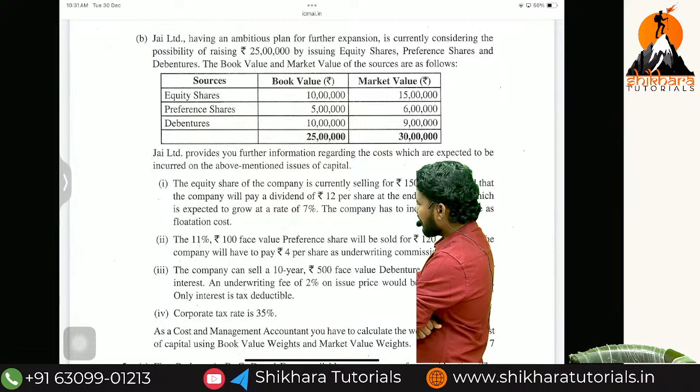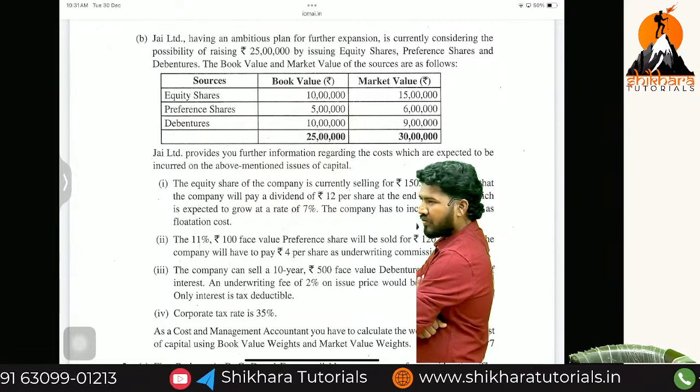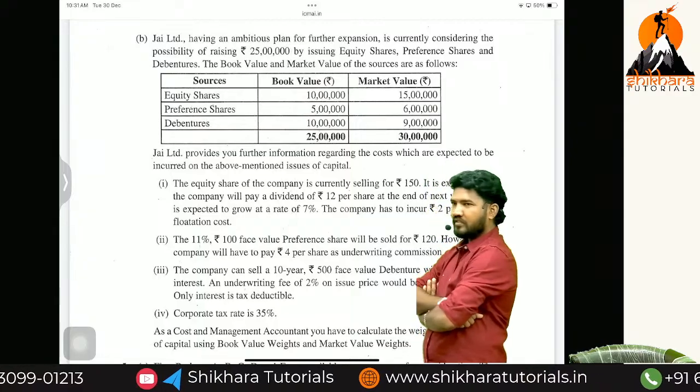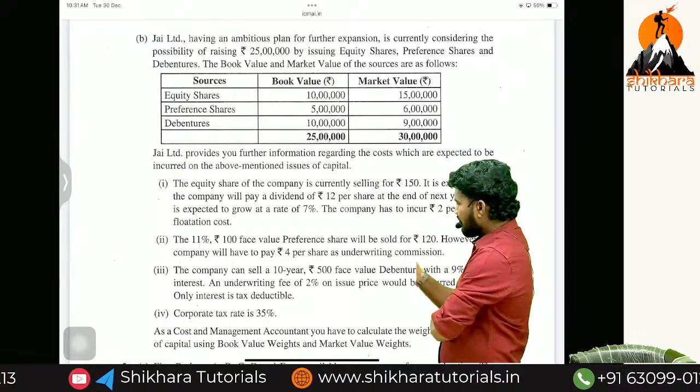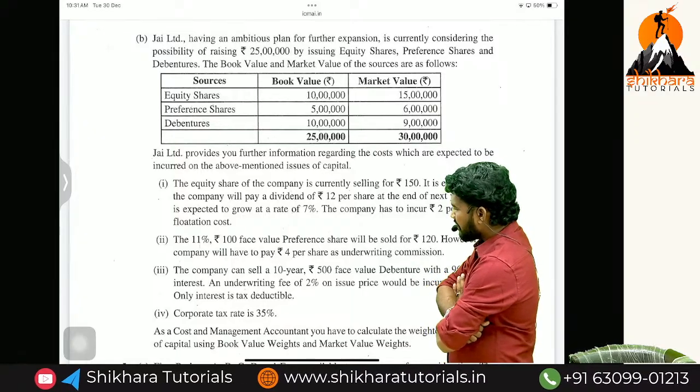Redeemable or irredeemable? Preference. Irredeemable. Why? Because there is no n number of years. Point 3. Redeemable debentures.